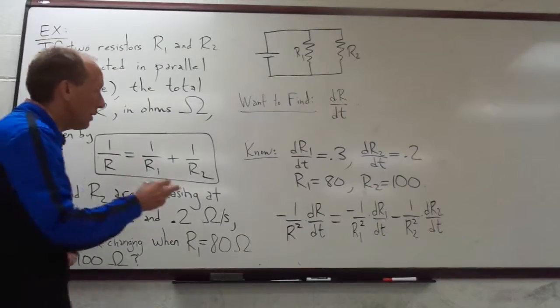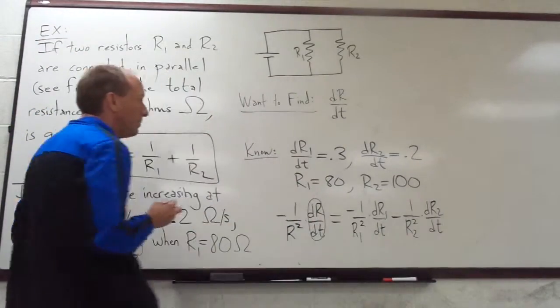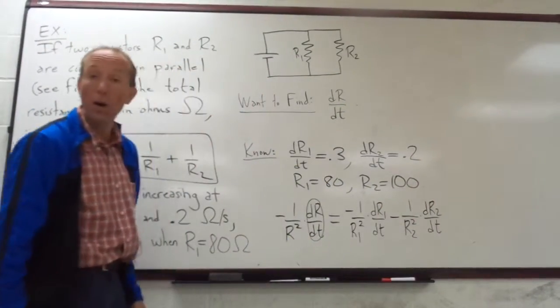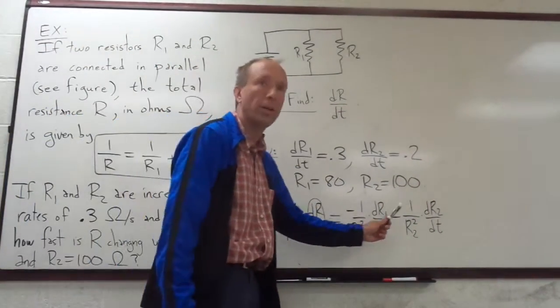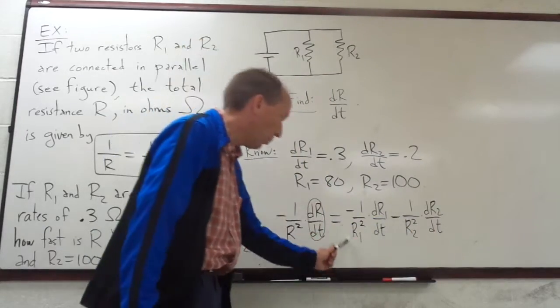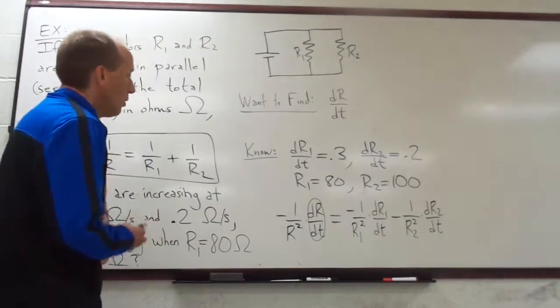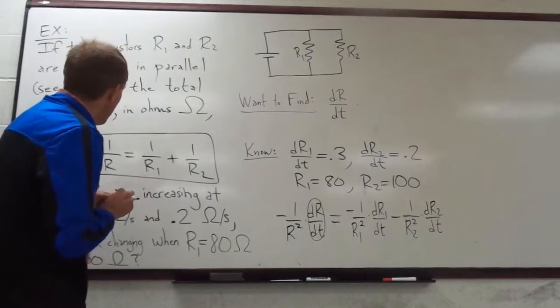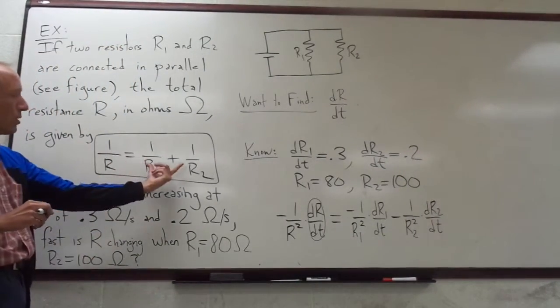And the thing we're trying to find is right here. Everything on the right-hand side of the equation we already know, right? We know the rate of change of R1 and of R2, and we know what R1 is and what R2 is. We don't yet know what R is. I guess maybe we should figure that out, but we can find R by using this equation.